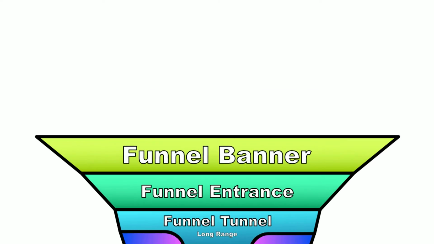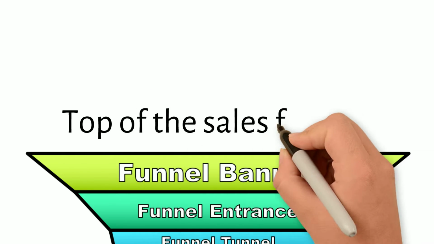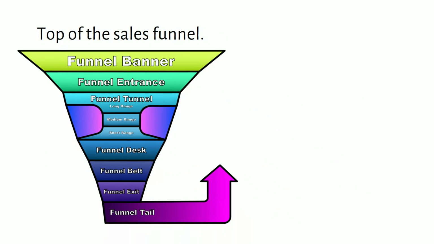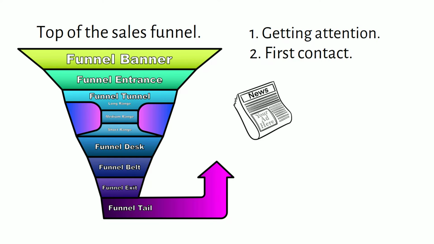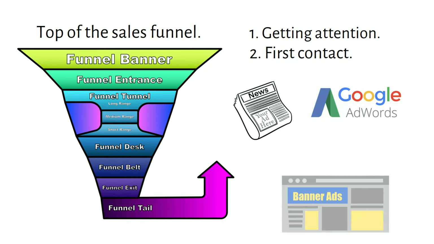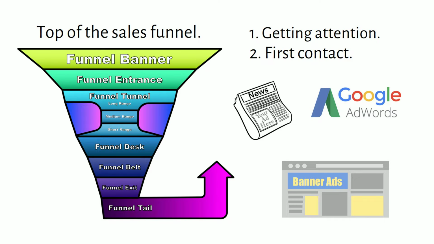Number 1. The category named funnel banner refers to the top of the sales funnel. These activities involve the initial stage of getting attention and first contact with a prospective customer. These include newspaper classified ads or Google AdWords, Google display ads and banner ads, YouTube ads, social media ads and instant messages, radio or TV ads, billboards, or any other form of box display ads.